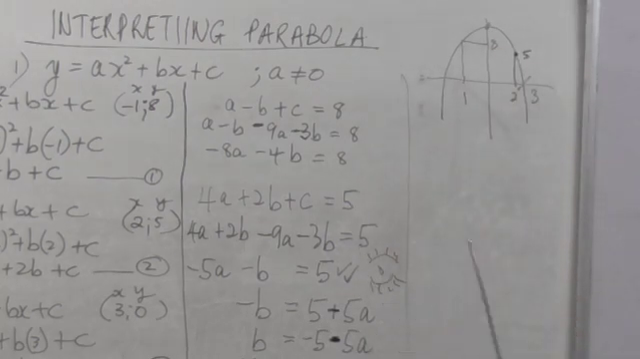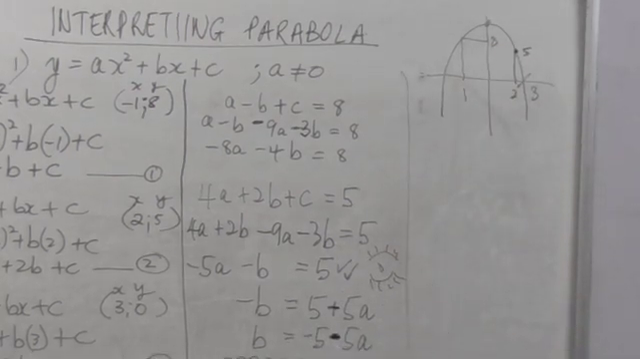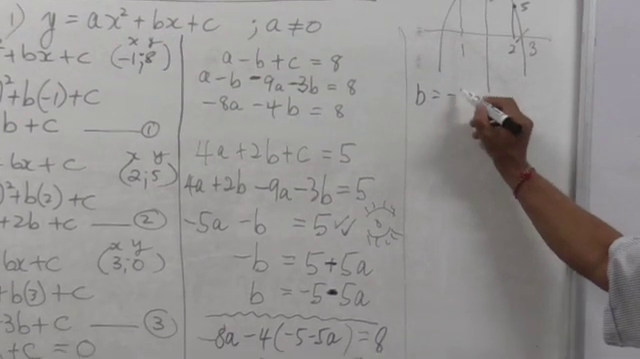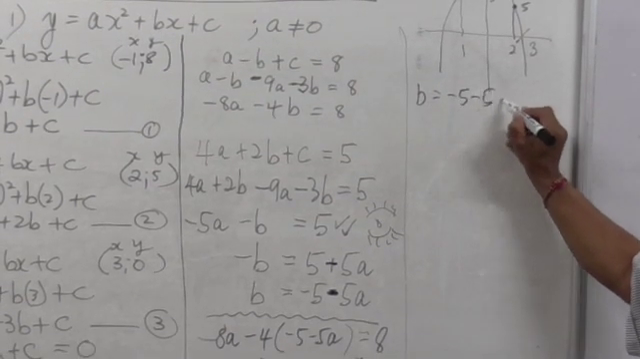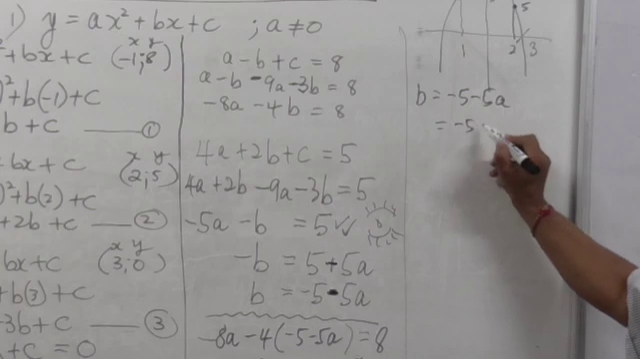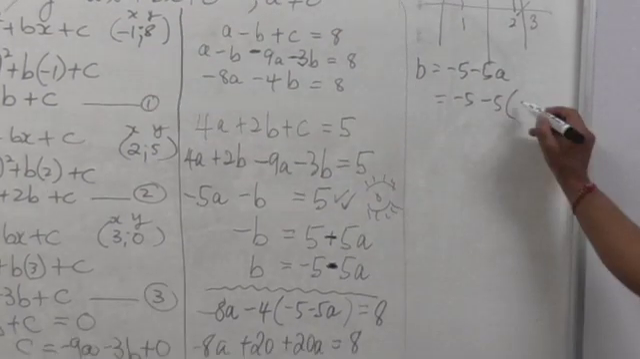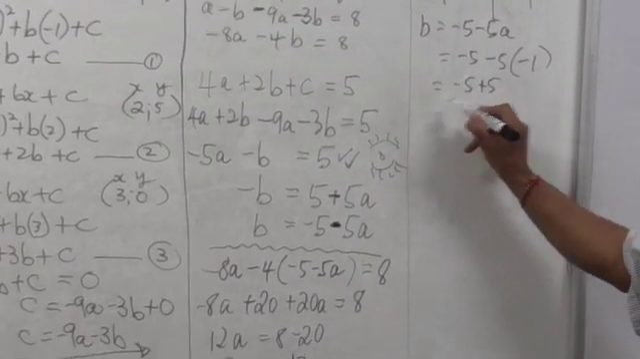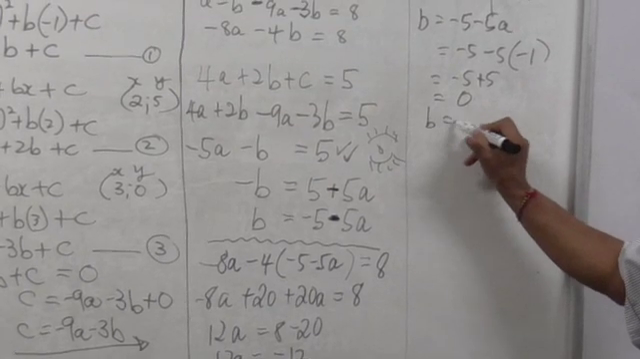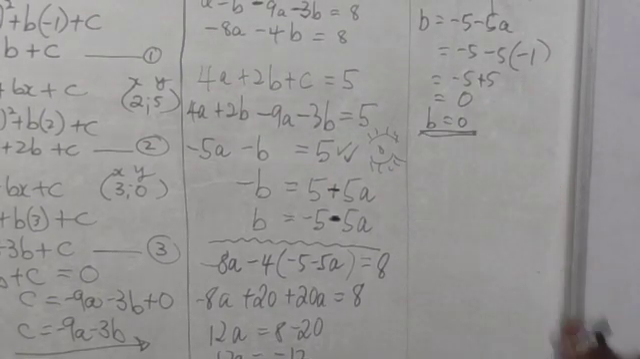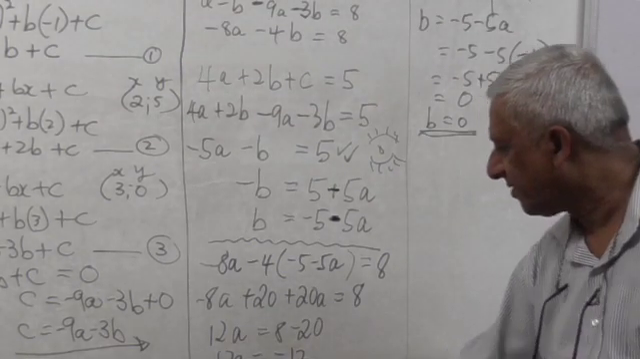Now you want to solve for b. b is minus 5 minus 5a. So it's minus 5 minus 5 into a. a is minus 1, which will give you minus 5 plus 5, which gives you 0. So b is 0. That's your final value.